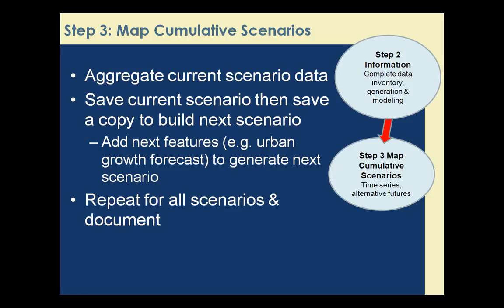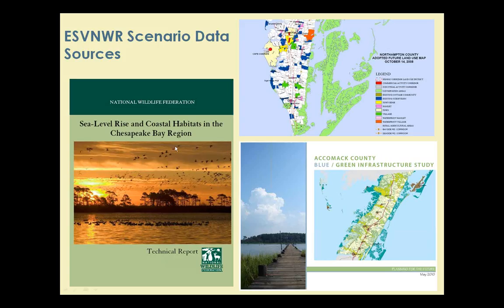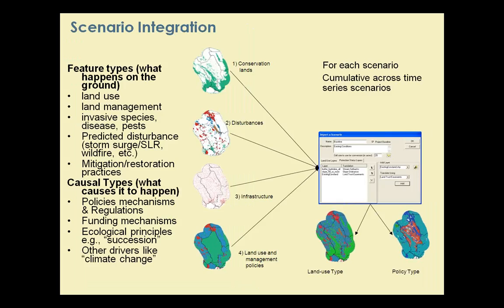And just to give you some examples from the Eastern Shore, we went out looking and we got some sea level rise and marsh migration information. We got county plan information. We had some conservation information from some green infrastructure planning work that had been done. So all of these different types of information can be brought together. And this diagram illustrates how that's done. This is with our Vista software, but certainly something somebody could repeat manually.